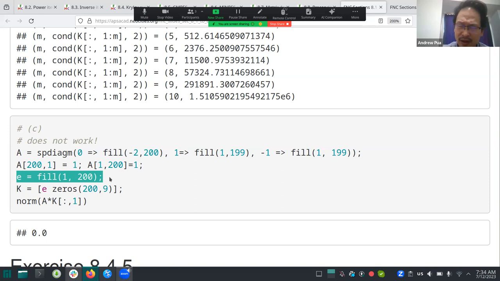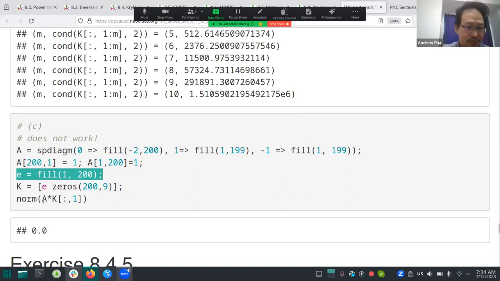Okay, so that's something to pay attention to. I think it's a default in the section. So for 8.4.2 item C, A times K becomes all zeros. So this is something to pay attention to.